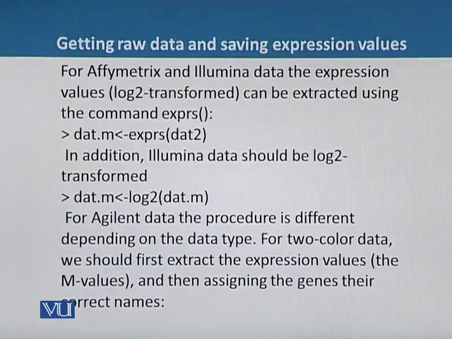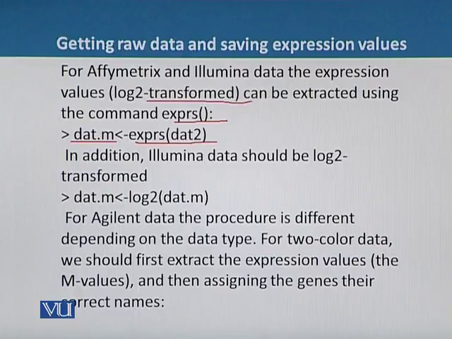For Affymetrix and Illumina data, the expression values that we have already seen are log2 transformed, and can be extracted using the command exprs, and within brackets we have to add the data. And we have to normalize this data because we know that if we use the command dat.m, it means we are going to normalize the data.